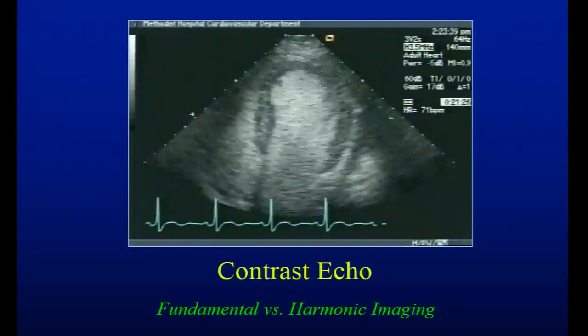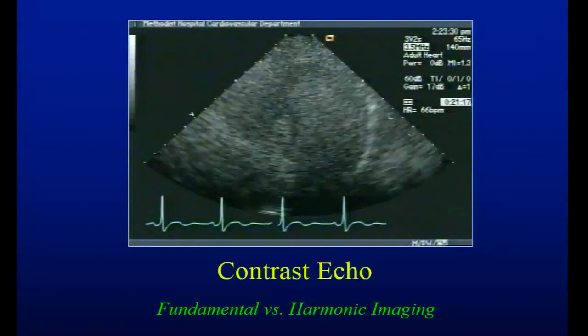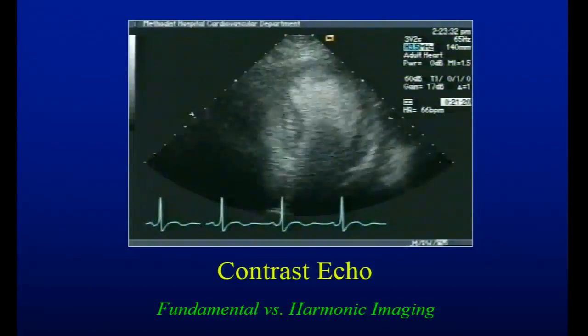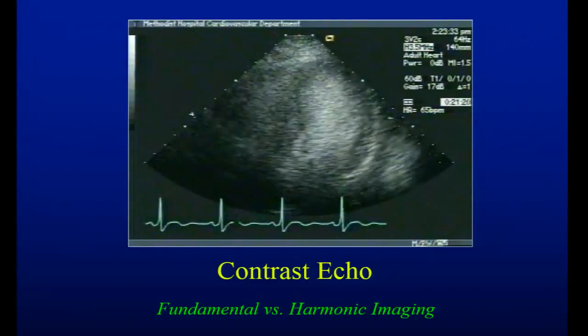Why? Because in the first one, this is fundamental frequency. This is basically what I'm imaging at, and I can differentiate much less between the myocardium and the cavity itself. What happens is the signal from contrast is much more intensified compared to the myocardium, and therefore I take advantage of having a nice contrast.